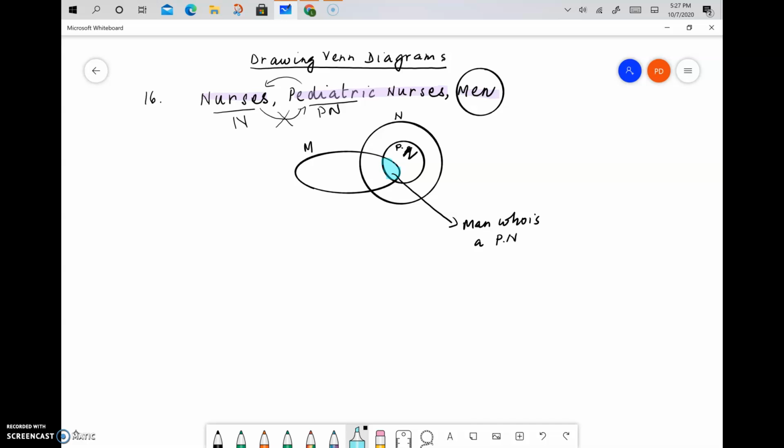Okay, let's look at another region. Let's color it, let's say yellow. Now let's look at that specific region. Now when you look at the yellow region, we are looking definitely at men. What else is true about these men in that yellow region? These men are also nurses.